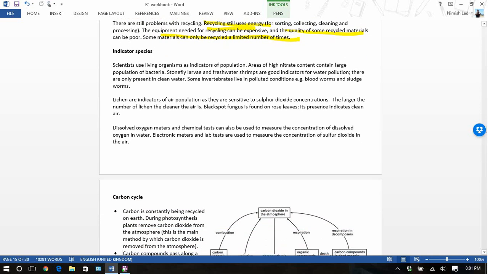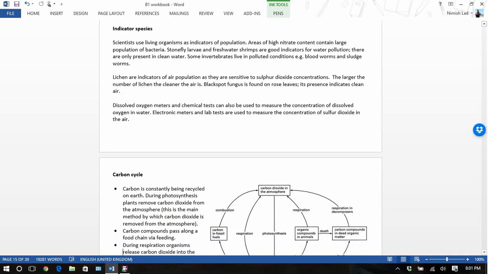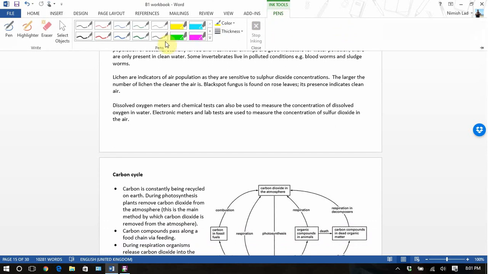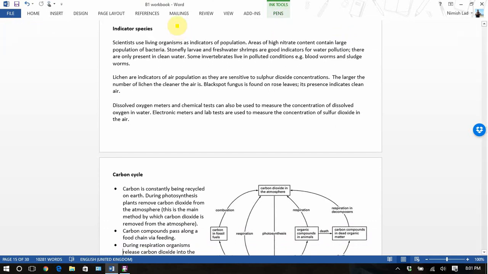So moving on, we've got indicator species. So these are indicators of pollution. Each of these species allows us to see that pollution is actually taking place. Areas of high nitrate concentration contain a large proportion of the population of bacteria. Stonefly larvae and freshwater shrimps are good indicators of water pollution. They're only present in clean water. So stonefly and freshwater shrimps only in clean water.